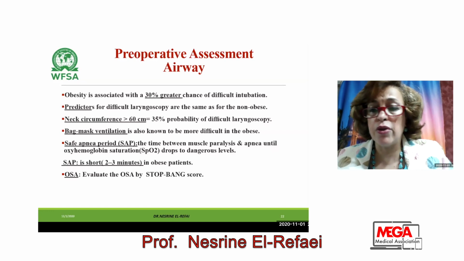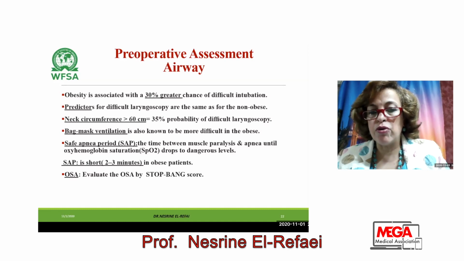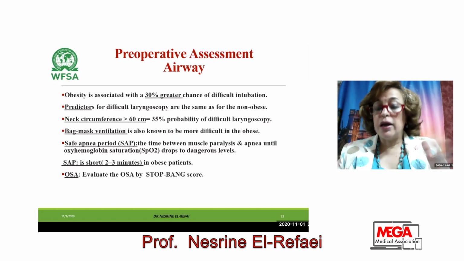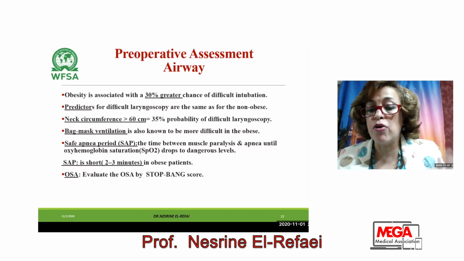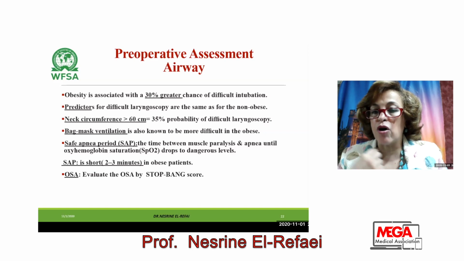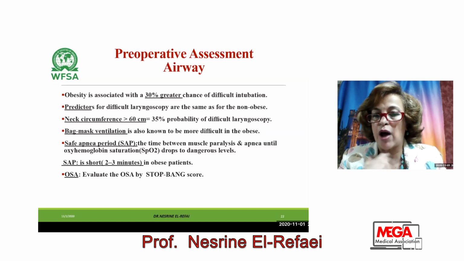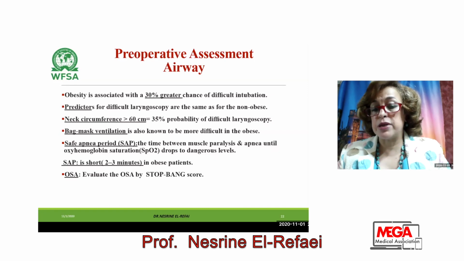Use all these scores in obese patients, and to be more accurate and more valid, you have to measure the neck circumference. It's said in the literature that when the neck circumference is more than 60 centimeters, measured at the center of the neck or at the site of the Adam's apple, there is a 35% probability of difficult laryngoscopy.